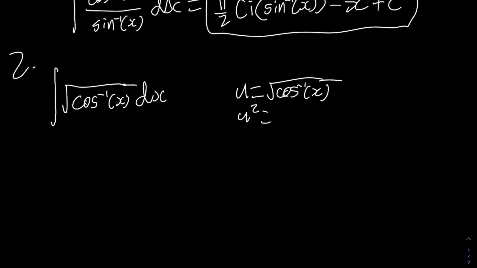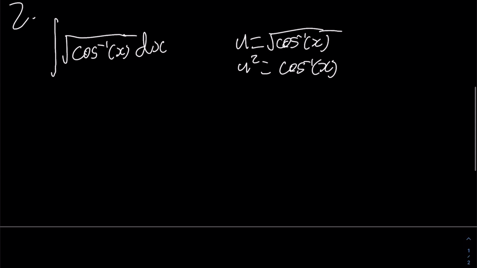We get u squared is the inverse cosine of x. And then we see that finally, taking the cosine on both sides, we will be left with x. Therefore, x is going to be the cosine of u squared. And some of you may already be able to see where this is going. We have the cosine of u squared there.